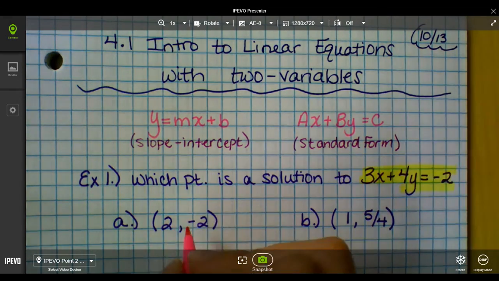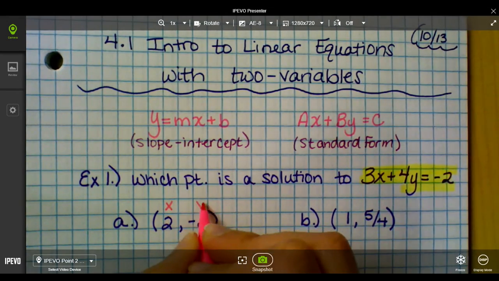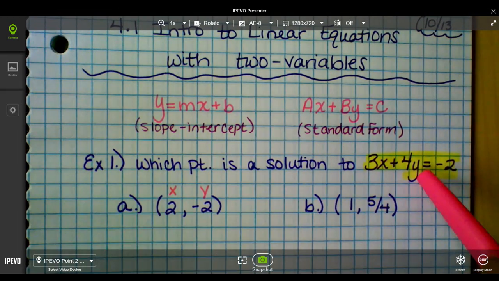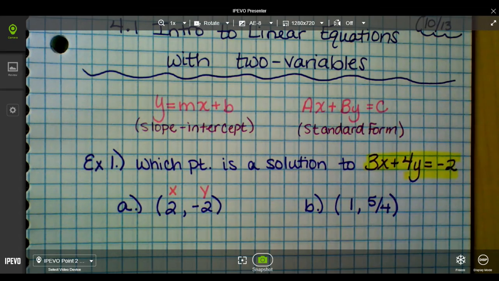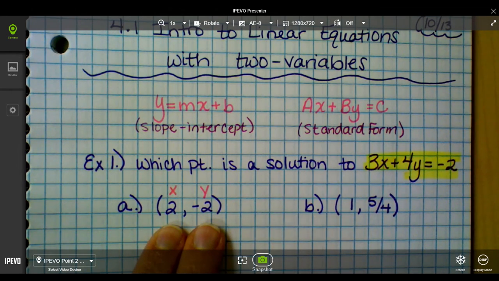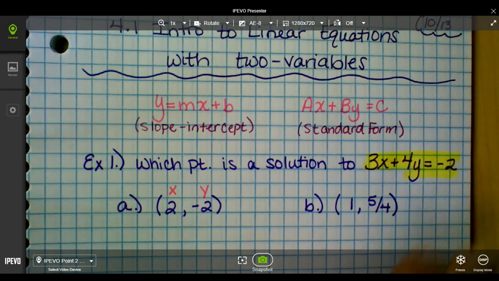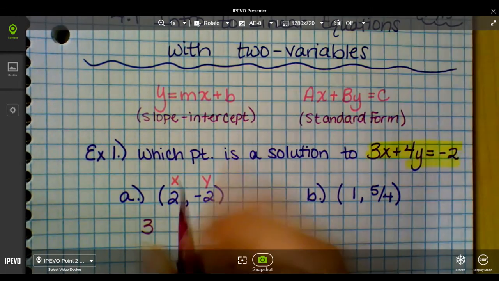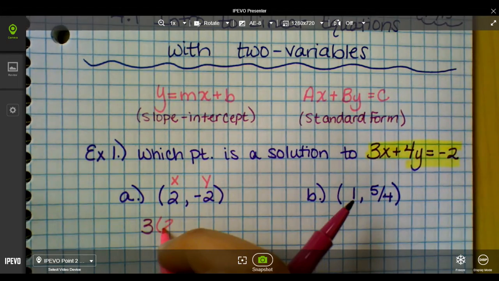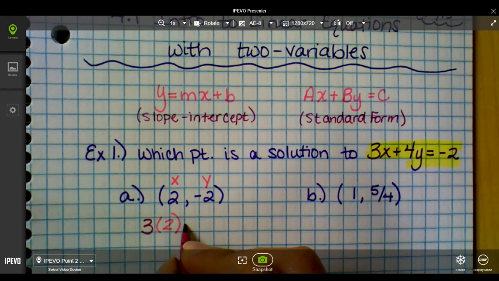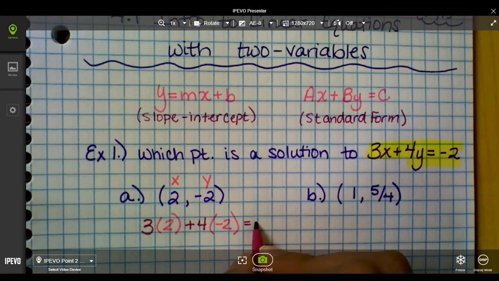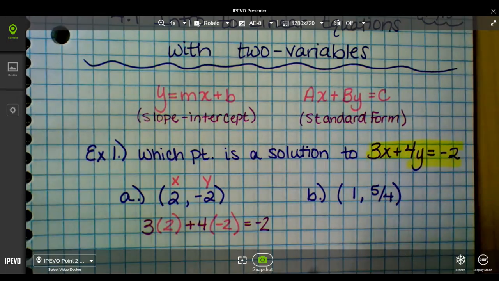Think of an ordered pair as nothing but x and y. Notice there are two variables in this equation, so all I have to do is substitute in what x and y are and see if it makes the equation true. So I have 3, and I'm going to plug in 2 for x, plus 4, and plug in -2 for y, and I want to see if this whole thing equals -2.